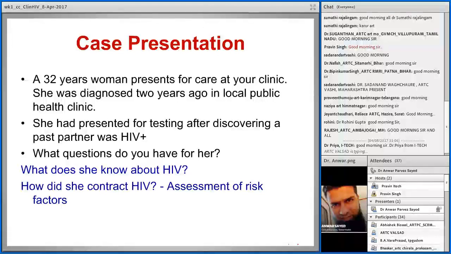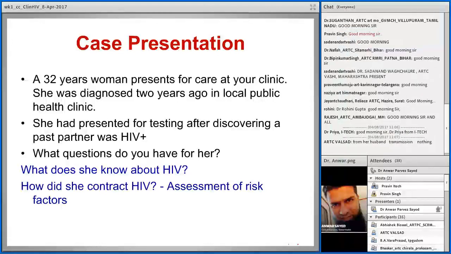Not everyone will be mentally disturbed or under stress after knowing their HIV status. To some patients it doesn't really matter. They take it very lightly. So don't introduce your fears in their mind, that you will die soon and all those things. That should not be done. So first try to listen to the patients, what they think about being HIV positive. And what do they know about HIV?